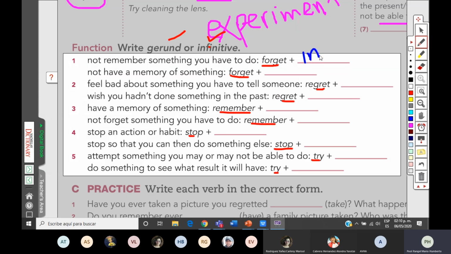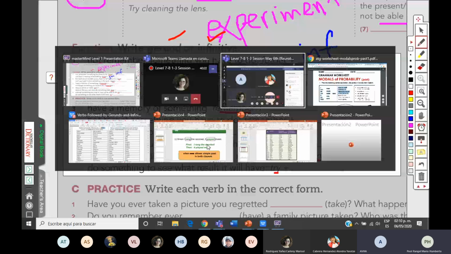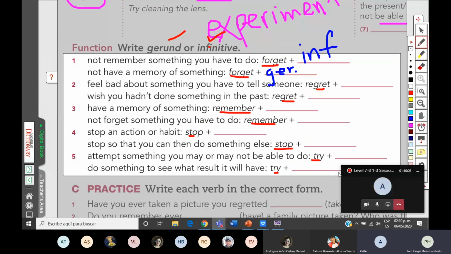Infinitive. Entonces aquí nomás le vamos a poner infinitive. Y obviamente, si aquí va infinitive, pues acá va a ir gerundio. No hay otra. Okay? Traten de hacer los demás y ahorita checamos. It's just putting infinitive or gerund. That's it. No more.